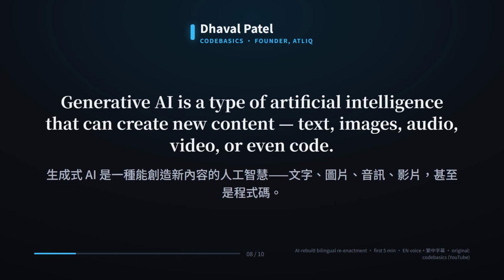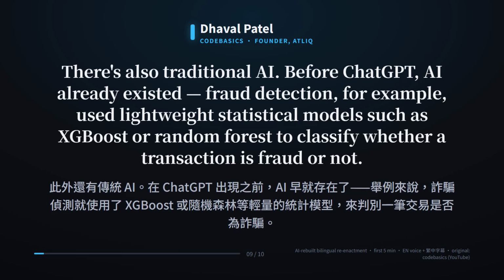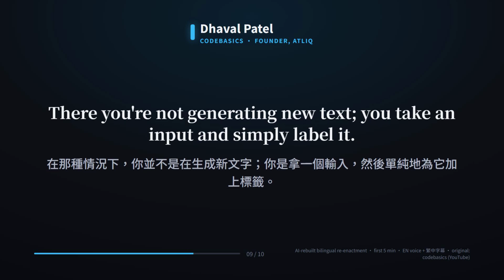Generative AI is a type of artificial intelligence that can create new content: text, images, audio, video, or even code. There's also traditional AI. Before ChatGPT, AI already existed. Fraud detection, for example, used lightweight statistical models such as XGBoost or Random Forest to classify whether a transaction is fraud or not. There you're not generating new text, you take an input and simply label it.